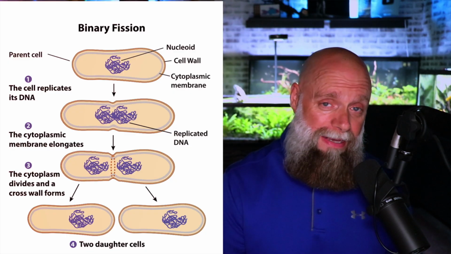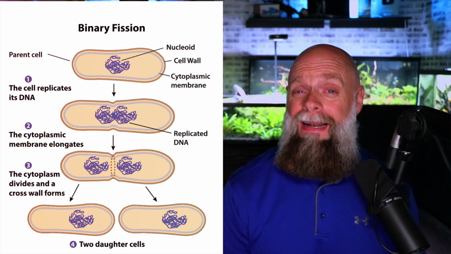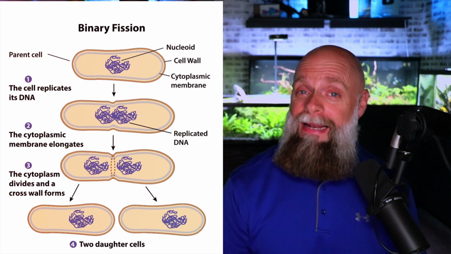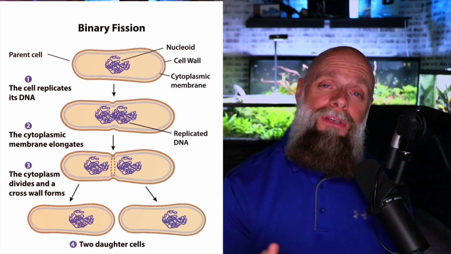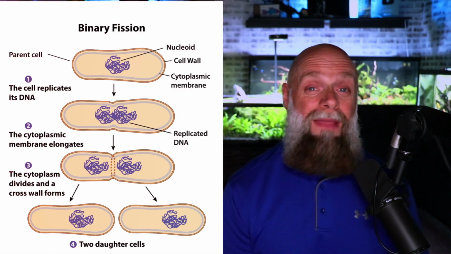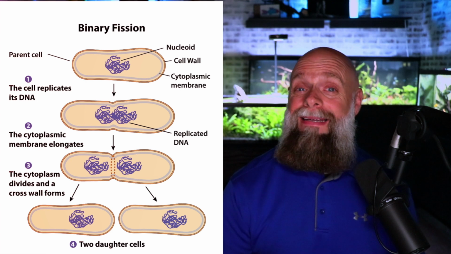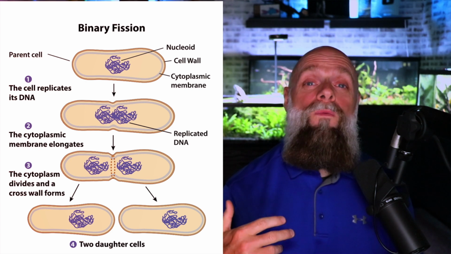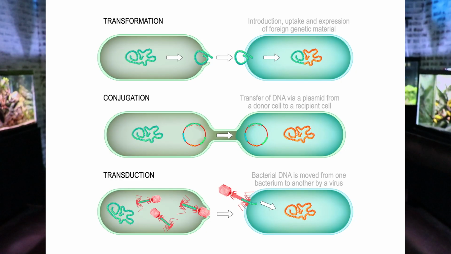Now, binary fission can happen very, very quickly for bacteria in ideal conditions. Cells, E. coli as an example, can replicate every 15 to 20 minutes in ideal conditions. In nature, usually the replication is a lot slower, and there are many microbes that can take hours, days, even weeks to replicate.